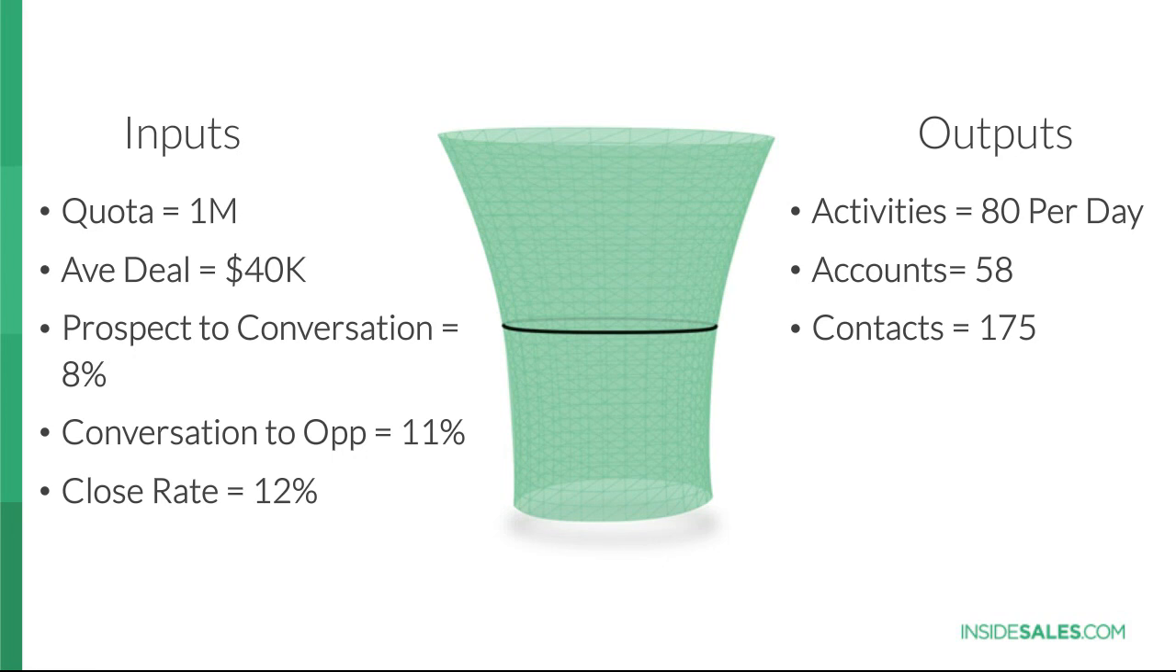Okay, if that's what you want to hit, and those are some of your metrics, you're probably going to need to be contacting about 58 accounts. And again, depending on the number of buyers in your buyer group, that's 3 to 5 contacts per account. In this example, it was 175 contacts that should be actively in your pipeline. And you probably need to be doing about 80 activities a day based on your numbers. Again, it's just simple math here, you guys, nothing fancy.